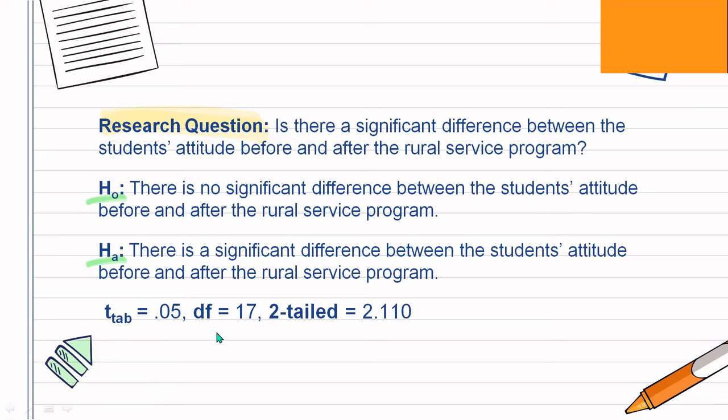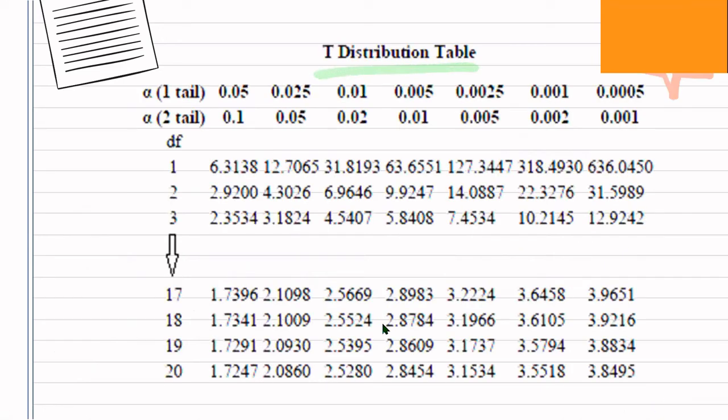We set our significance level at 0.05. The degrees of freedom is sample size minus 1, which is 17. And we get our critical value from our t-distribution table and find 2.110 here. Here's our t-distribution table. Our alpha is at 0.05 and our degrees of freedom is at 17, giving us a value of 2.1098. And when we round it up, we get 2.110.